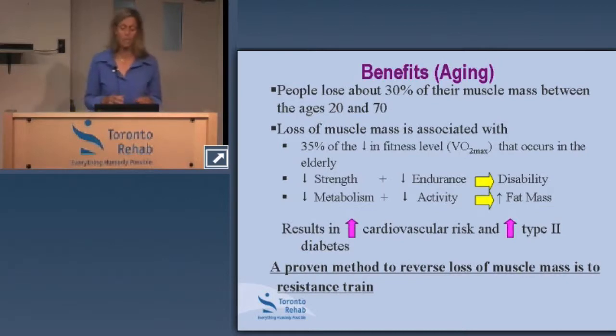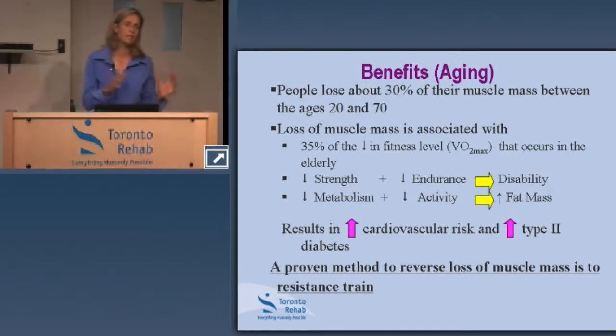Also, loss of muscle mass can result in a reduction in metabolism or resting metabolic rate. And that means that an individual would be using fewer calories or burning fewer calories even sitting at rest when they have less muscle mass. Also, as people get older, they become less active. So combined with the reduction in metabolism, this can lead to an increase in fat mass.